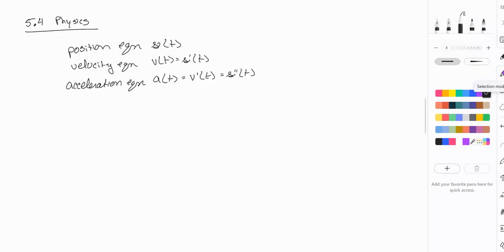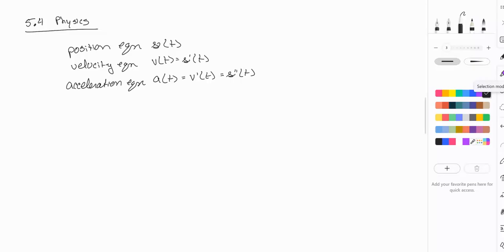So it would only make sense that I should be able to go backwards. That is, if I know acceleration, I can get to velocity. And if I know velocity, I can get to the position equation. So let's derive where all of these equations come from. And we saw these back in the pre-cal series. We talked a little bit about acceleration and velocity and the relationship with position.